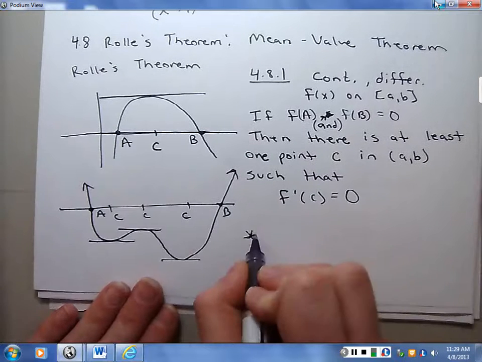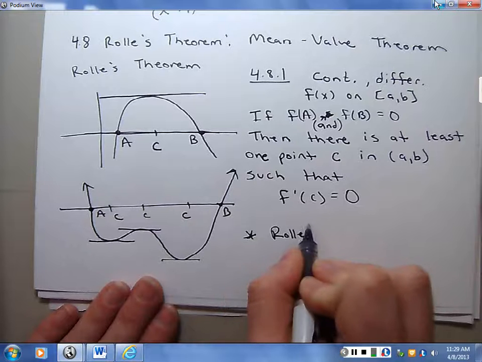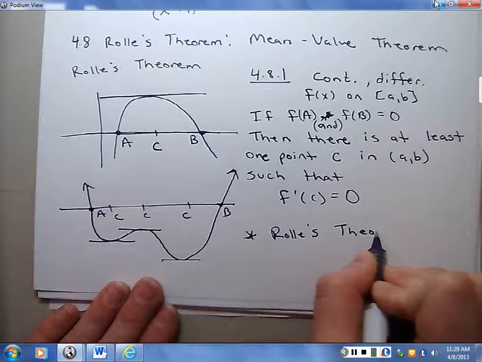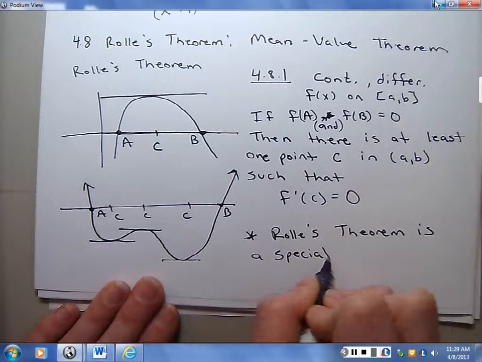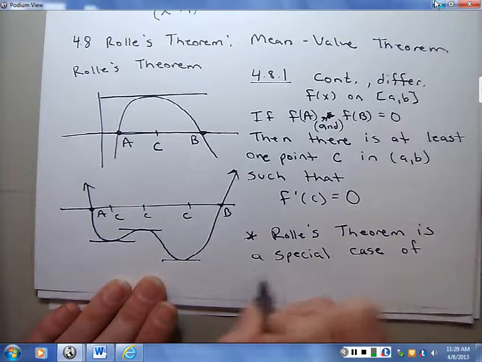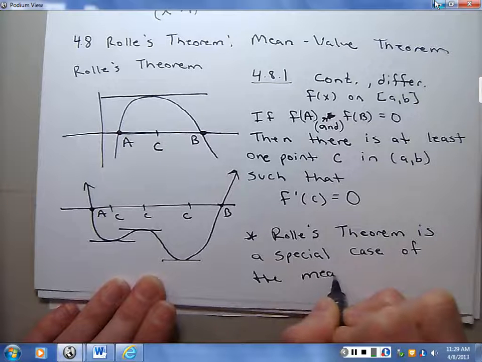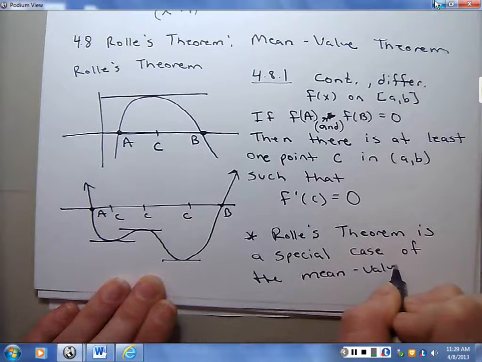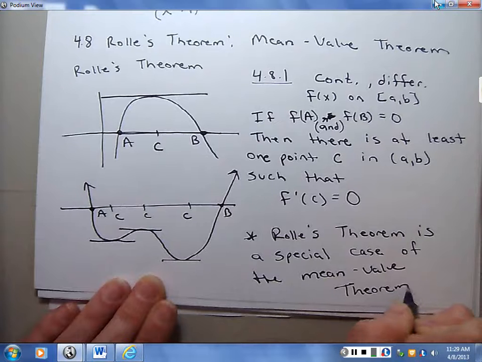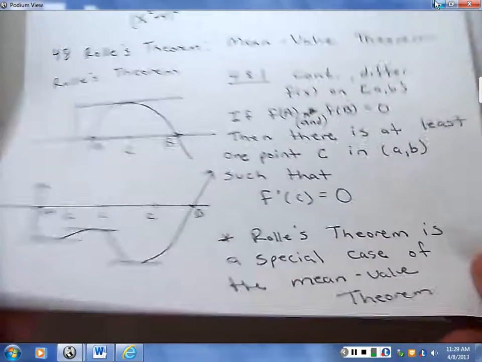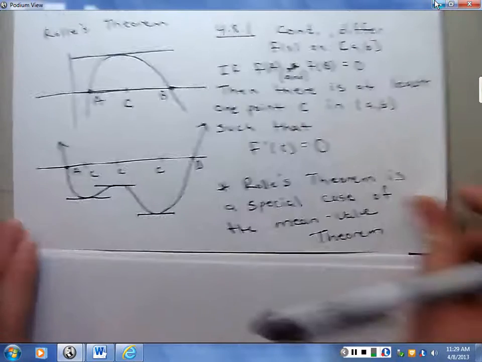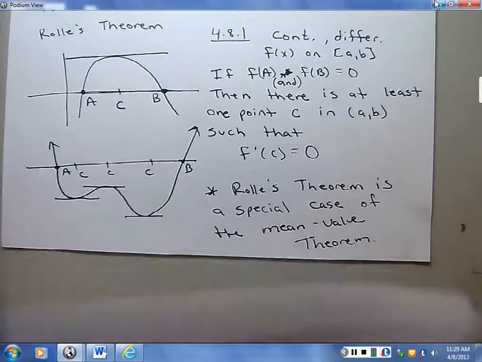So just kind of make a note here. Rolle's theorem is a special case of the mean value theorem. A lot of times in math they do that. For special cases they give it a different name. Someone else discovered it or whatever. The mean value theorem is a more generalized theorem.